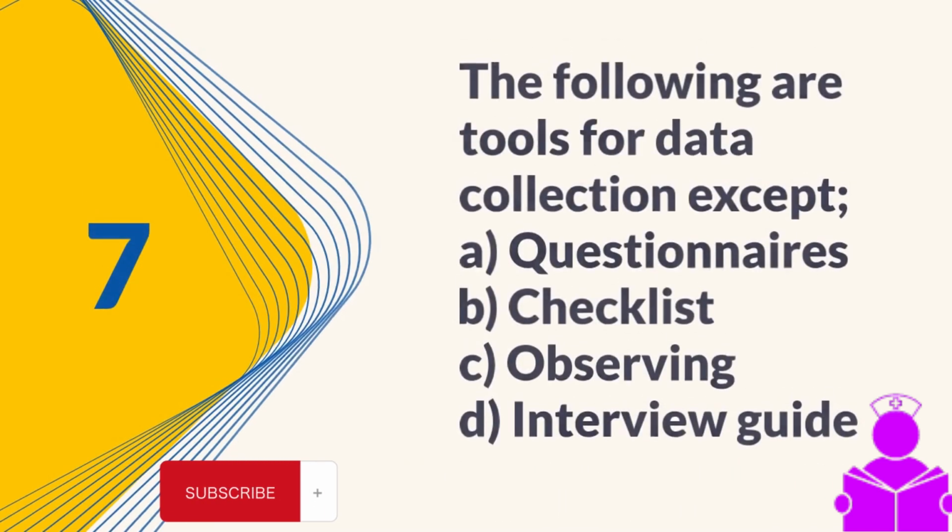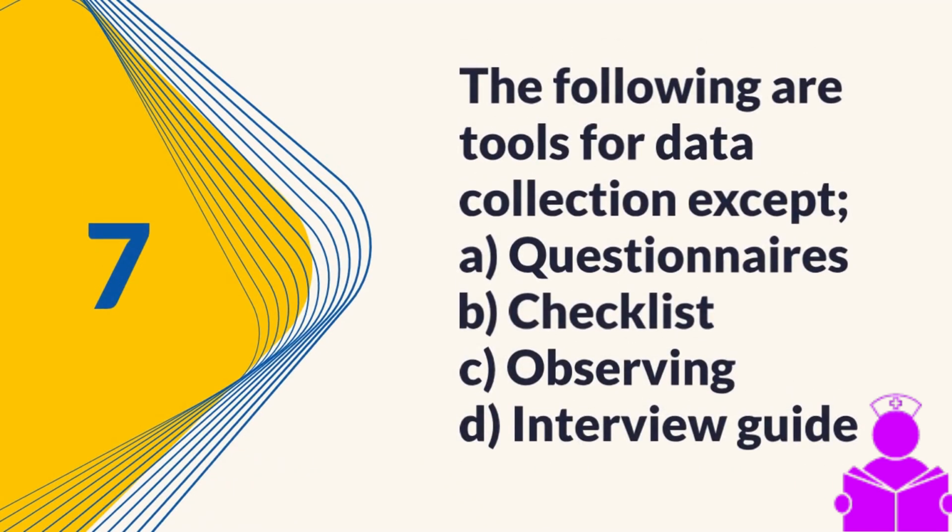7. The following are tools for data collection except A. Questionnaires, B. Checklist, C. Observing, D. Interview guide. Answer is C. Observing. Because questionnaires, checklists, and interview guides are all tools commonly used for data collection in research. However, simply observing isn't a tool, it's a method of data collection. So, the correct answer here is C.